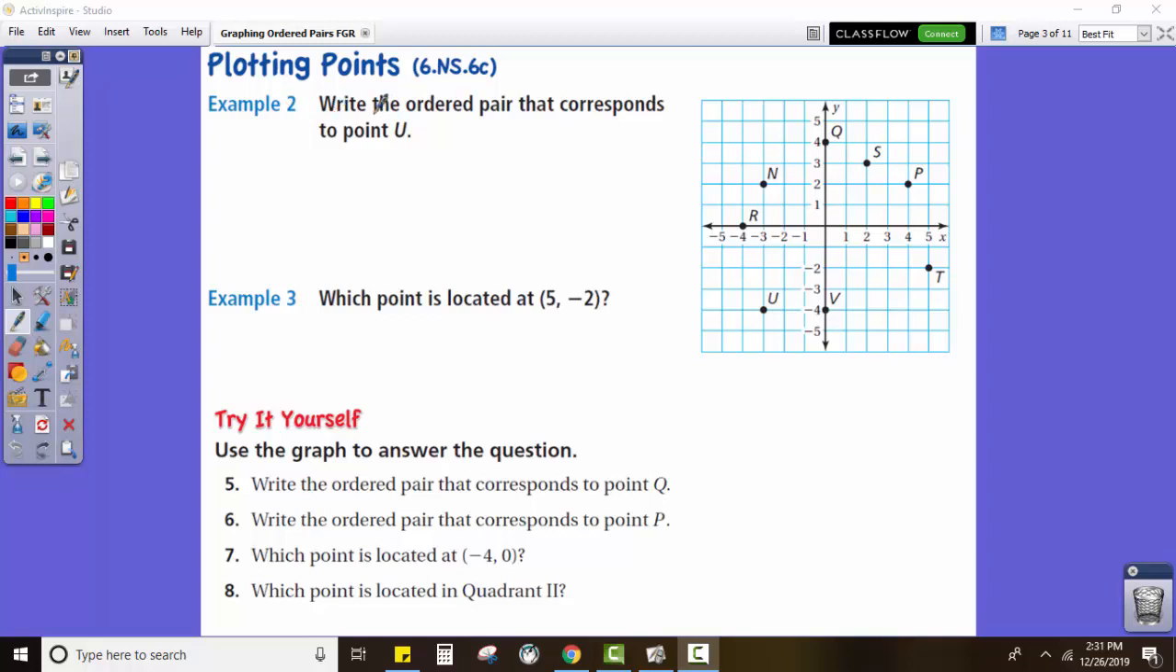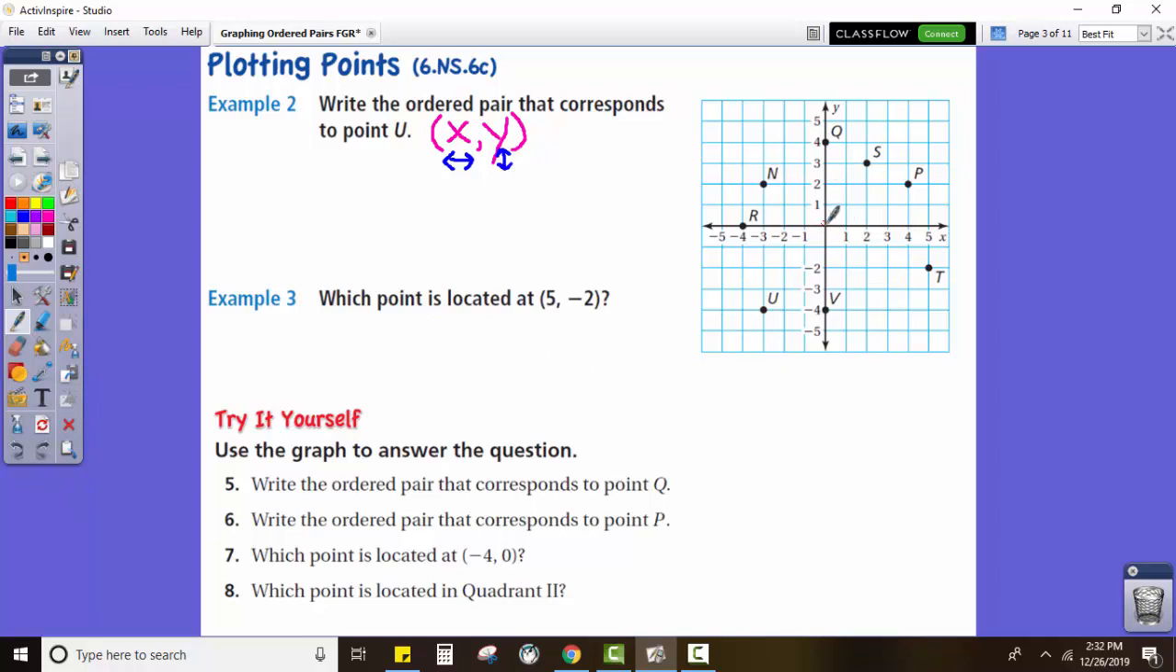Example 2 says write the ordered pair that corresponds to point U. So corresponds just means the ordered pair that goes with or that matches point U. So we're going to look at our coordinate grid. We're looking for U, which is right here. Remember, when we list ordered pairs, they go in order from X and then Y, so X comma Y, and you put parentheses around it. So you've got the X axis, the horizontal one, so that X goes side to side, and then the vertical axis, Y, goes up and down.